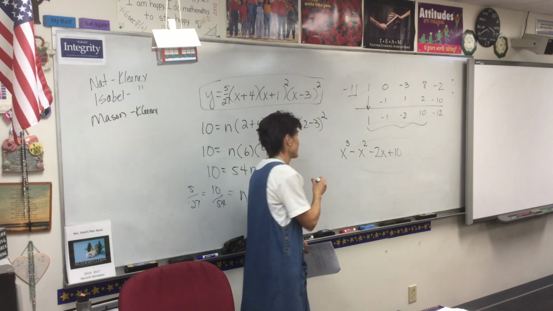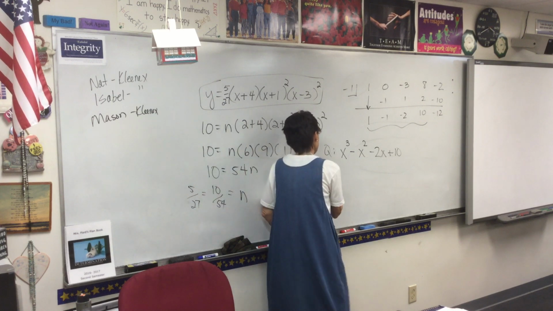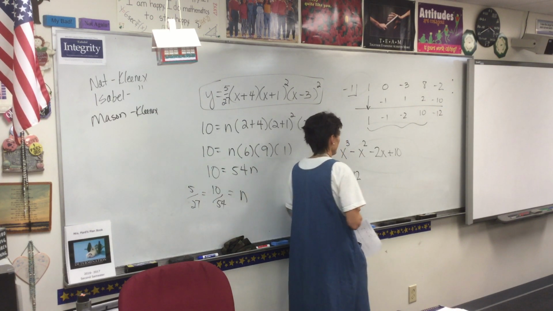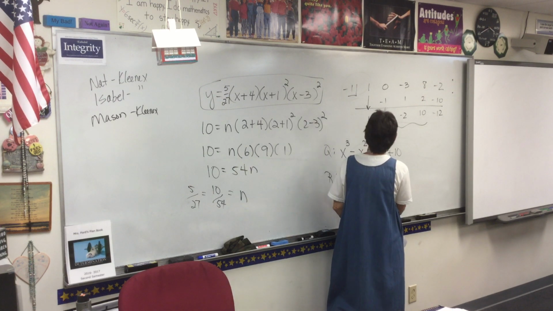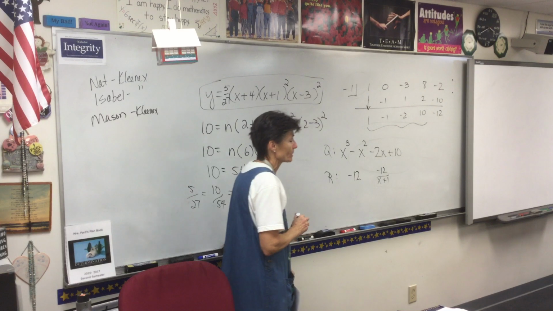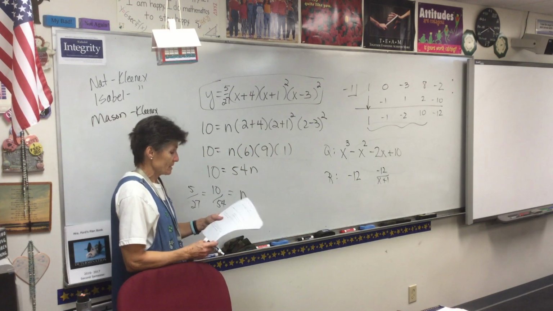That's the quotient. So that goes in the quotient blank. And then in the remainder blank, you can either just write negative 12, or you can write negative 12 over x plus 1, whichever you like to do. But I've separated off the remainder, so you can just put negative 12.